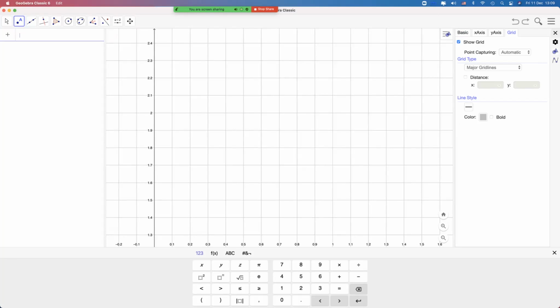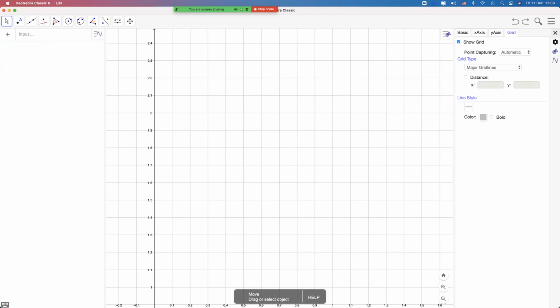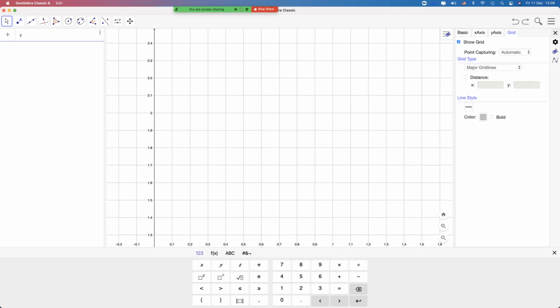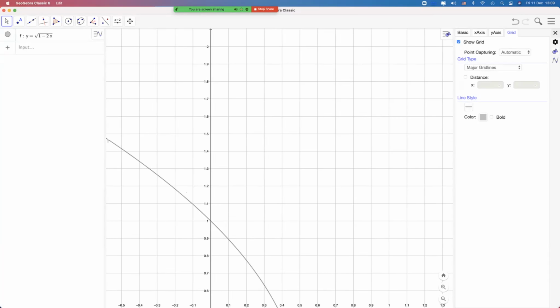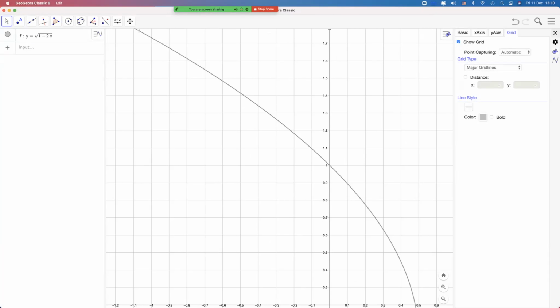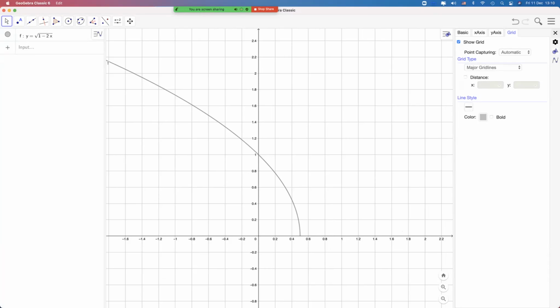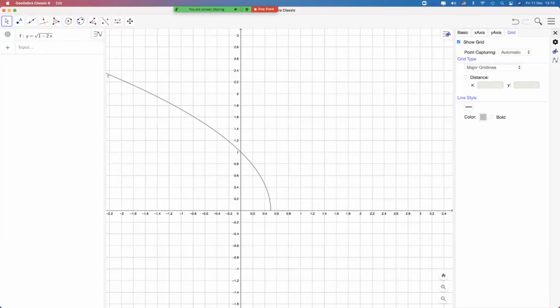Let me redo it again. I realized this is on the point, so I need to go to this one, move, and then let me write y equals, I go to a square root, and then I will write 1 minus 2x. So make sure that everything is under this one. And now let me draw the graph. Oops, where is the graph? Oh, it's here. I have zoomed in a lot. You see, this is the graph of the function.